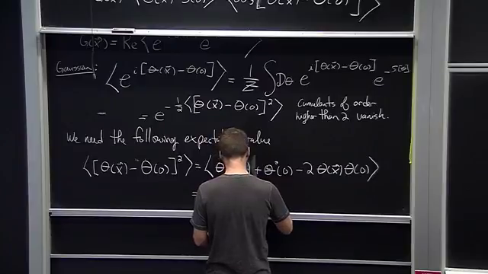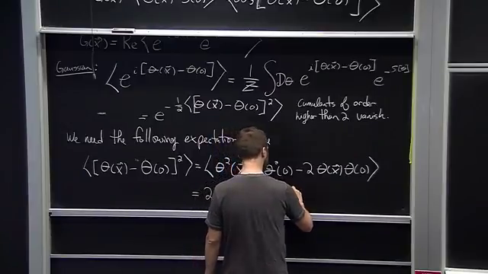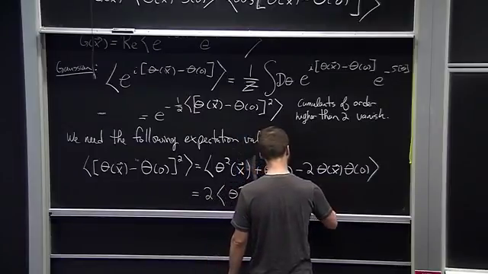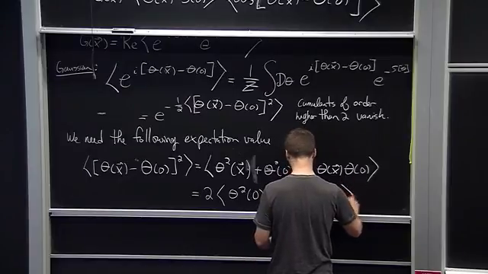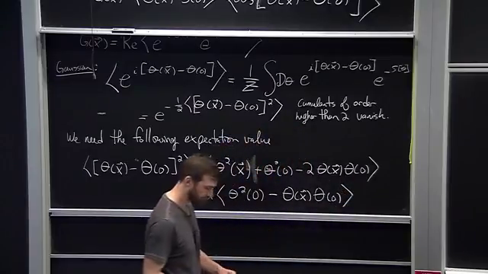X is arbitrary, so let's set it to 0. But this one has the difference, so it's theta x, theta 0. Right. Good.